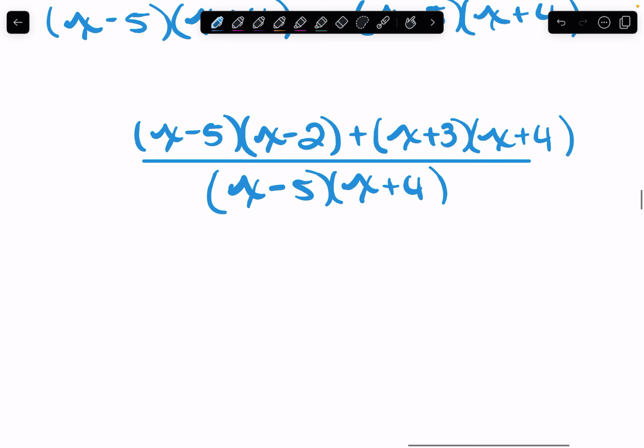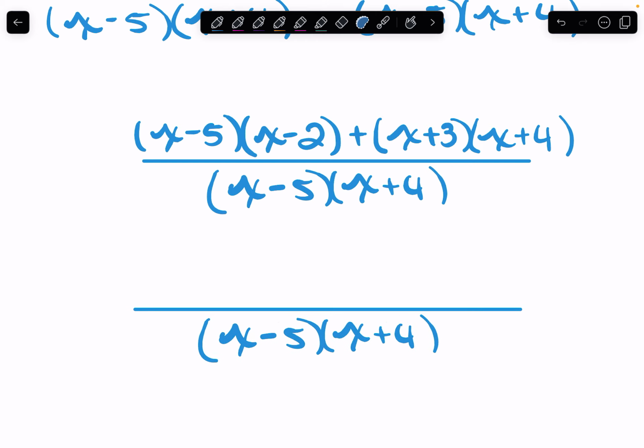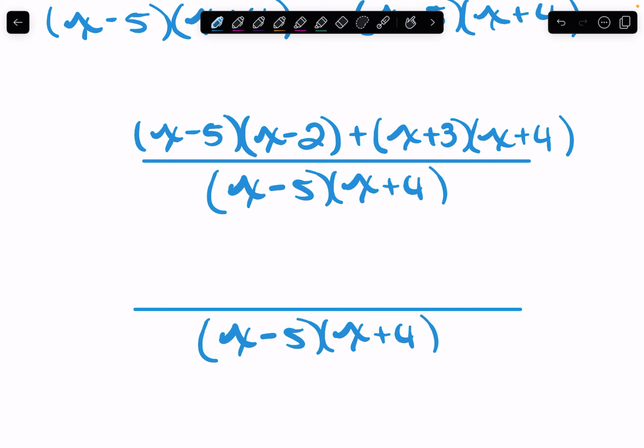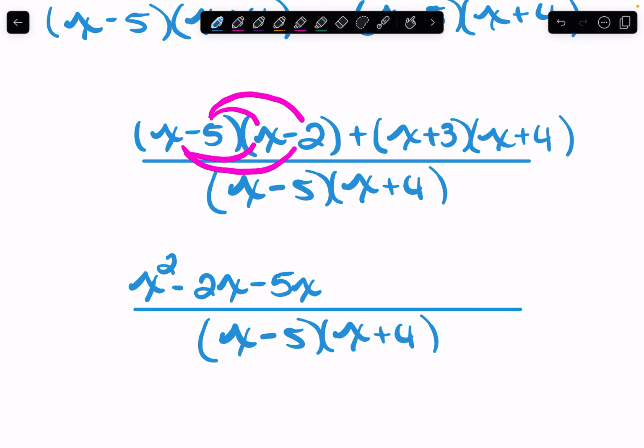All right, so we've got 2 rounds of FOIL to go through. Your denominator, I'm going to be lazy and copy paste the whole way down. The only way that denominator is going to change is if in the end you have a common factor. Don't do anything with the denominator until the very last step. All right, so we're going through FOIL. First, outside, inside, last. So first, I'm going to go ahead and draw them all. Outside, inside, last. So we're going to get x squared minus 2x minus 5x, double negative, positive 10.